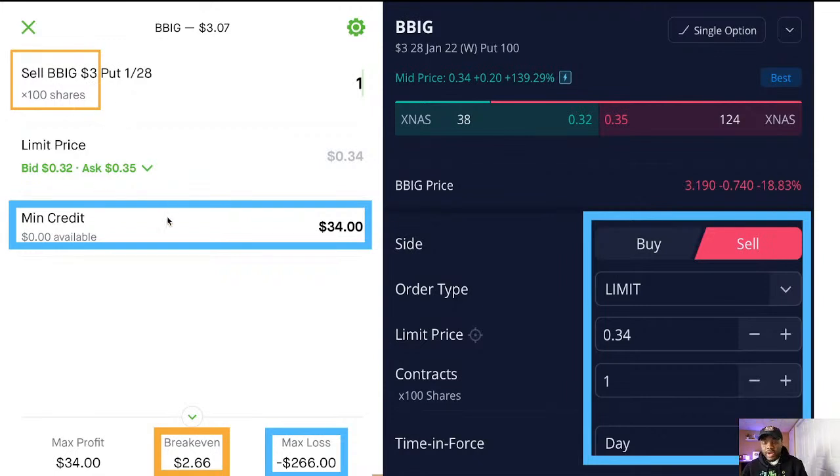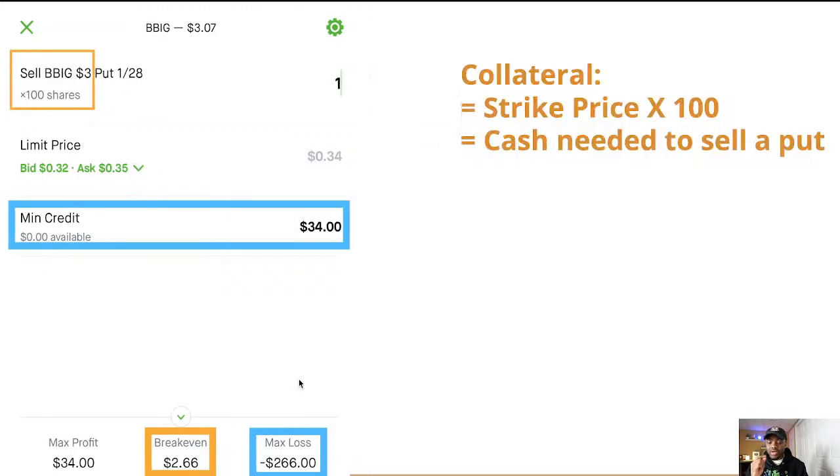So now what would happen is you would get a credit into your buying power of $34. Your break even is $266 and your maximum loss is $266. Let's break down where these numbers come from, because I want you to really thoroughly understand this. You may have to watch this a few times, but all of the information that you'll need to completely understand where all of these numbers come from is coming up now. So your collateral, remember, is the strike price times 100. This is the cash needed in order for you to be able to sell a put.